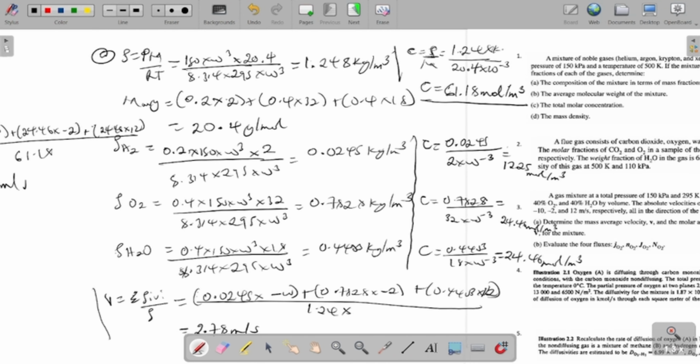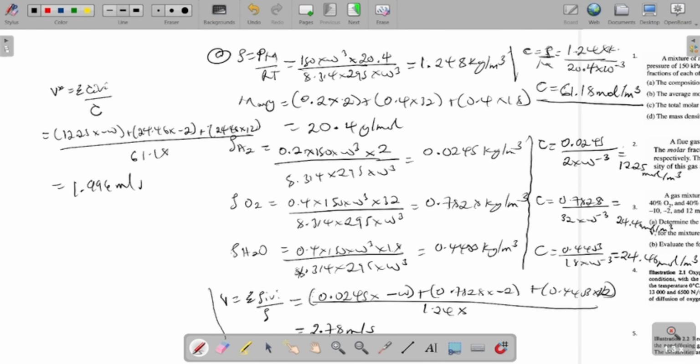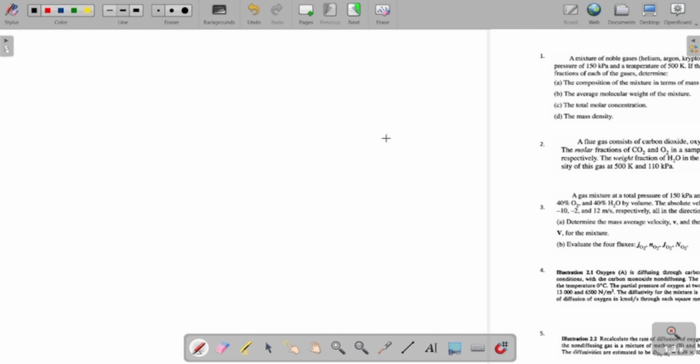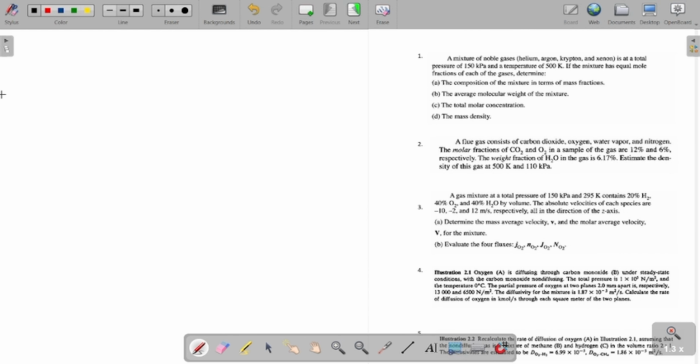So this is what we are actually getting for this one. We are getting 1.996 meter per second, right? So now we can calculate for the other things. So that's for the A, right? So the B says that we should evaluate the four fluxes. So you're evaluating all these things just for the oxygen.